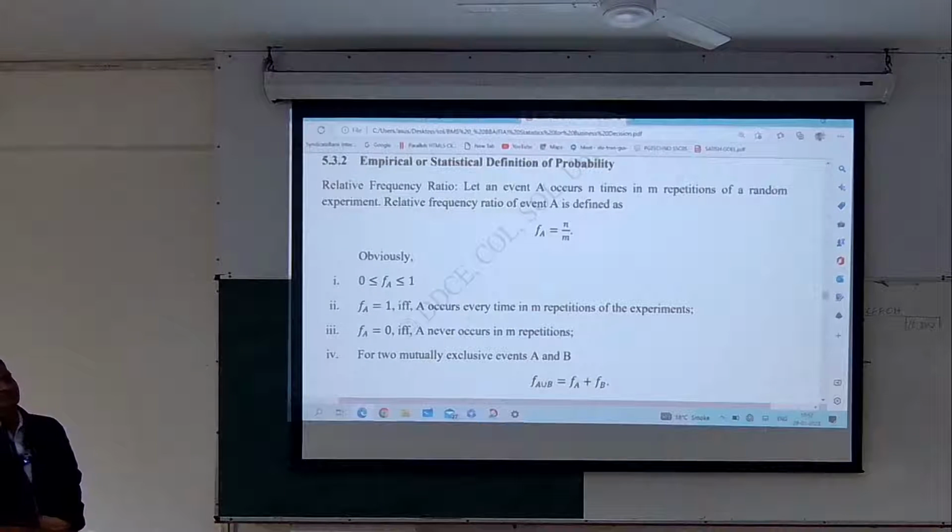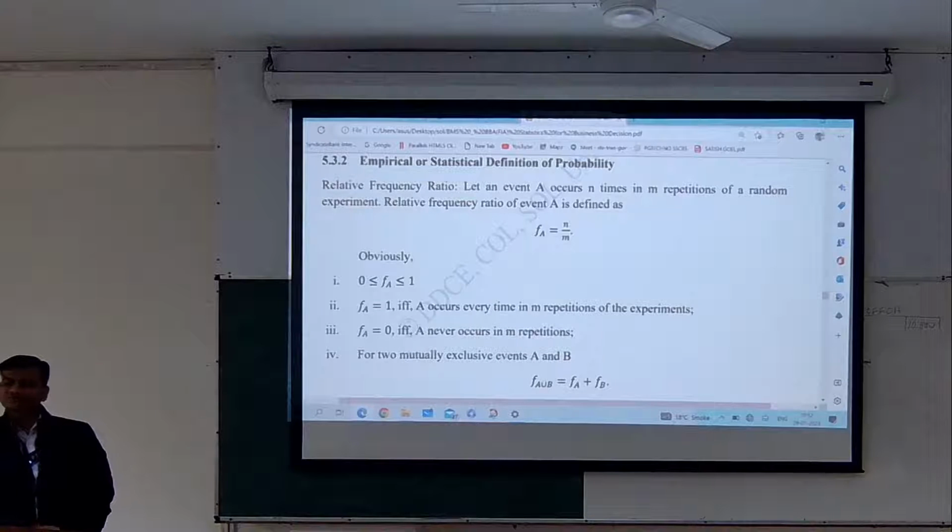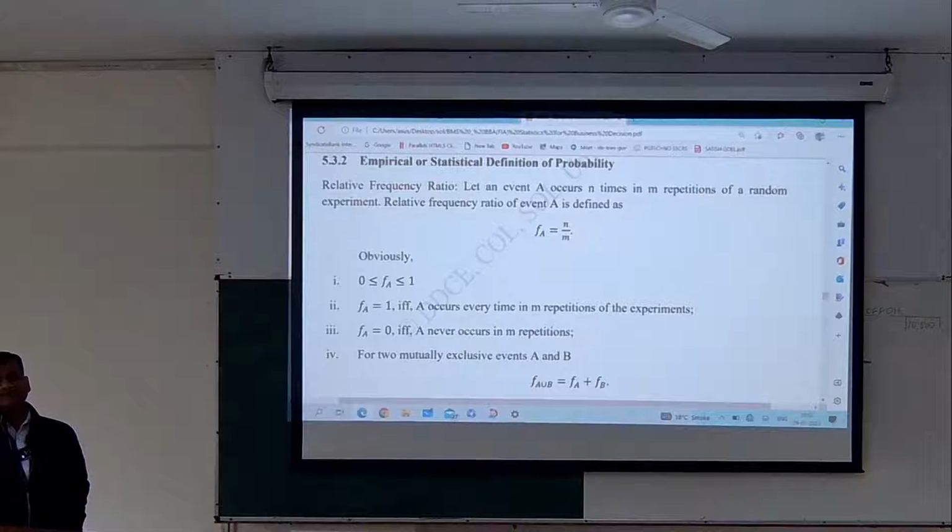And this is also called the relative frequency approach. You can also call it relative frequency probability. So if an event A occurs n times in m repetitions of a random experiment, that means you performed an experiment 100 times, and out of that 100 suppose your favorable event occurred 20 times, then you can find the probability of that event is 20 by 100, that is 0.2.